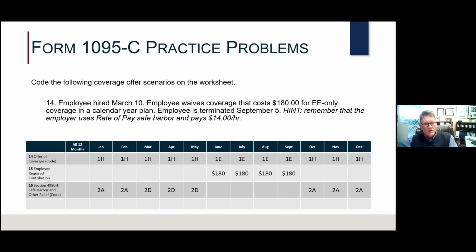So this offer of coverage is not affordable. Because the offer of coverage is not affordable, you cannot claim an affordability safe harbor on your 1095-C. You have to leave those boxes blank. You can only populate a safe harbor code if it actually is truly an affordable offer of coverage.